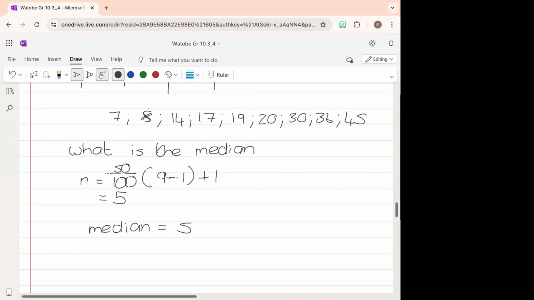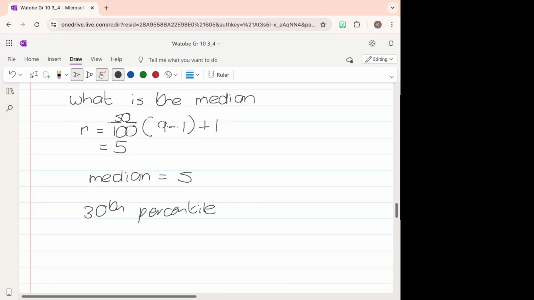What if I wanted you to calculate the 30th percentile? What if I asked you to calculate the 30th percentile? You sat down and came up with these formulas. People that wanted to torture you, obviously, hey? Then I would say R equals 30 over 100, 9 minus 1 plus 1 equals. Could you calculate that for me?